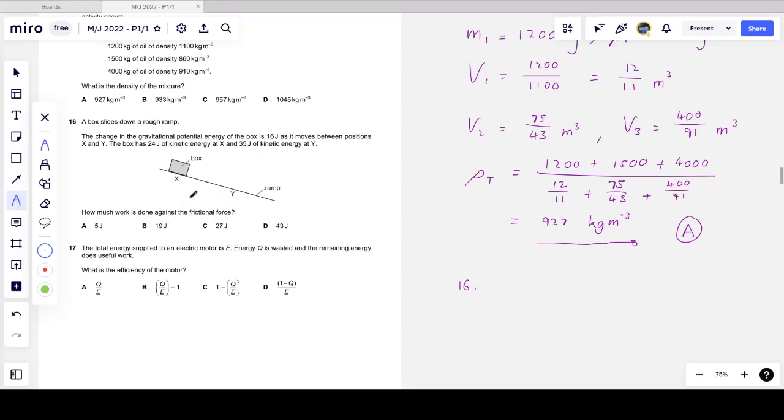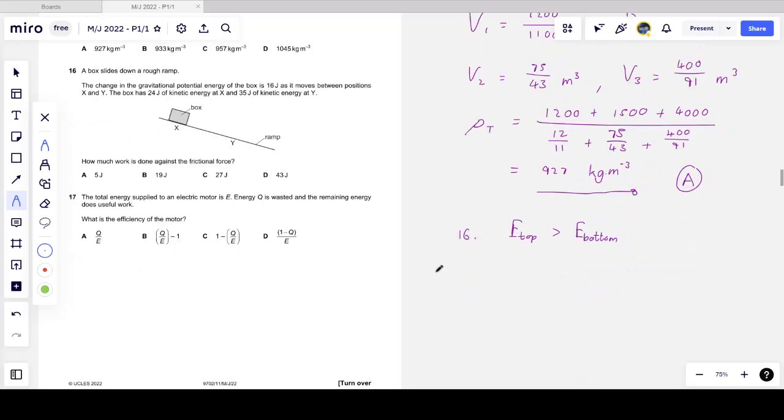If there was no friction, we'd expect the change in kinetic energy to equal the change in gravitational potential energy, since there aren't any other forces at work here. Unfortunately, we have frictional force. So the mechanical energy at the top will be greater than the mechanical energy at the bottom, simply because work is done against friction.